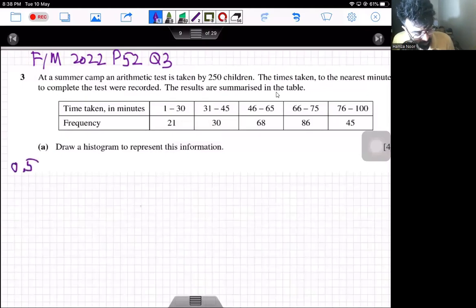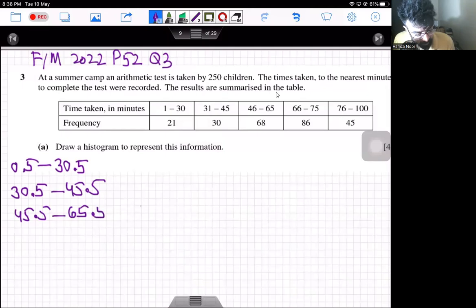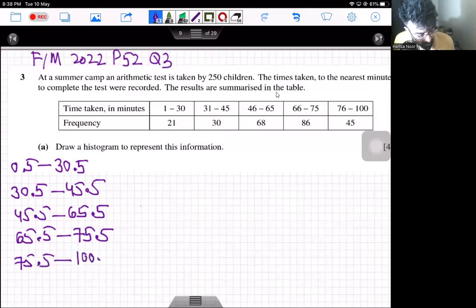So 0.5 till 30.5, 30.5 till 45.5, 45.5 till 65.5, 65.5 till 75.5, and from 75.5 till 100.5.